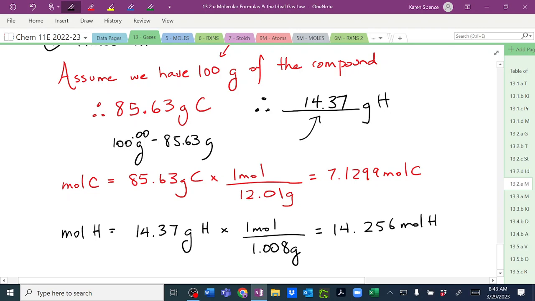And we would like the ratio of carbon to hydrogen. In fact, if you just look at that, you can probably tell what the ratio is. Can you tell what the ratio is? Yeah, it's a 1-to-2 ratio, okay? But we would actually show our work.